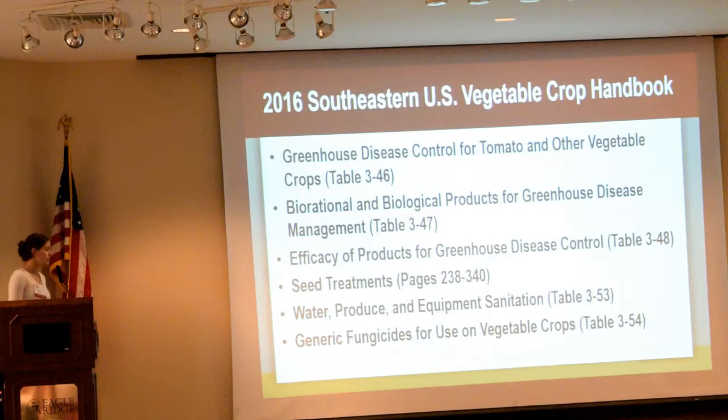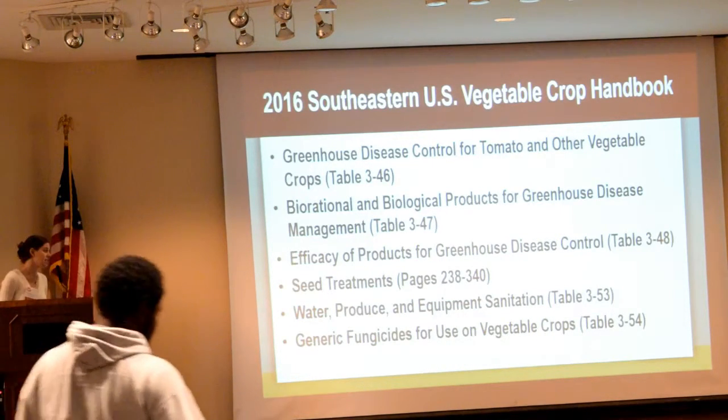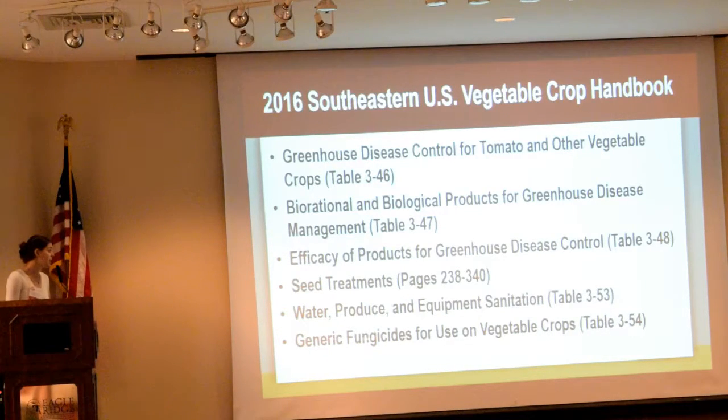And there's also an efficacy of products for greenhouse disease control, and it'll tell you whether the products listed in that table are very good or fair or poor for managing particular diseases. There's also a section on seed treatments. I mentioned a lot of seed treatments about managing bacterial diseases. And then there's a section on water, produce, and equipment sanitation, as well as generic fungicides for use on vegetable crops.